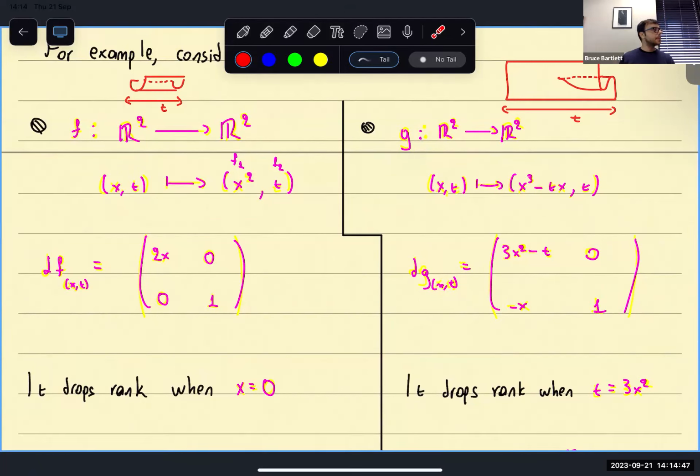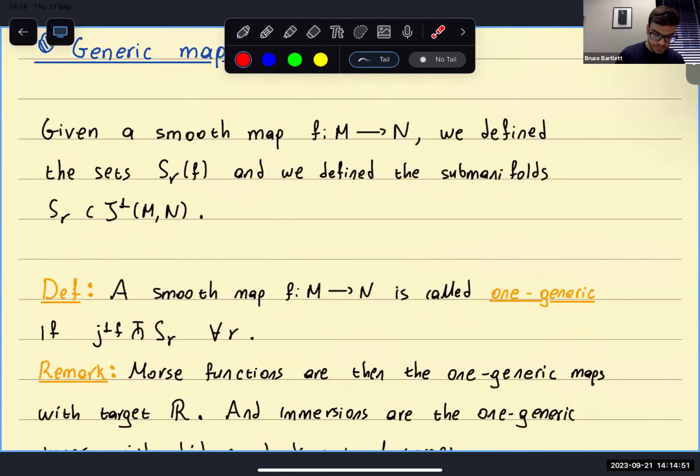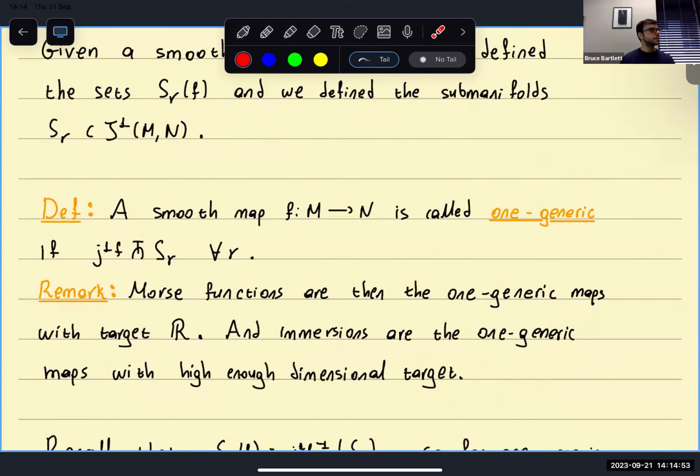Let's ask the question here. So just go back to the definition of one generic. Okay. So let's ask the question if these functions are one generic. Yes. I won't give you a proof, but I claim that they are. So yesterday we saw how being one generic implies a non-degeneracy condition. But we did use quite crucially in the proof there that the target was R.